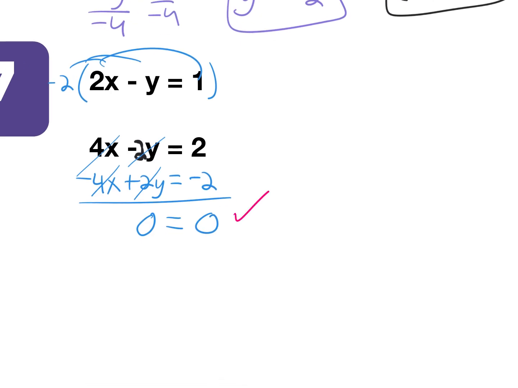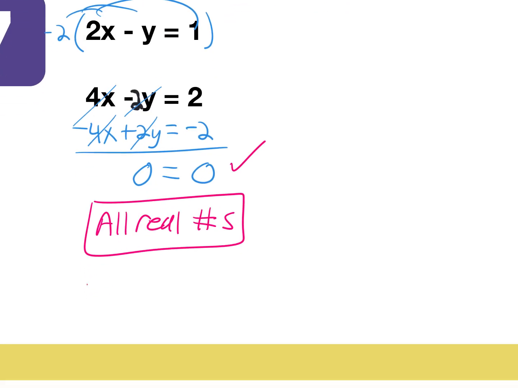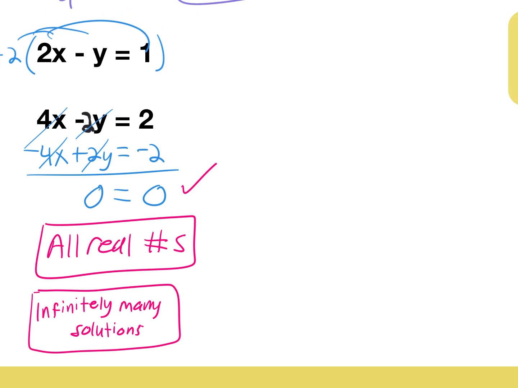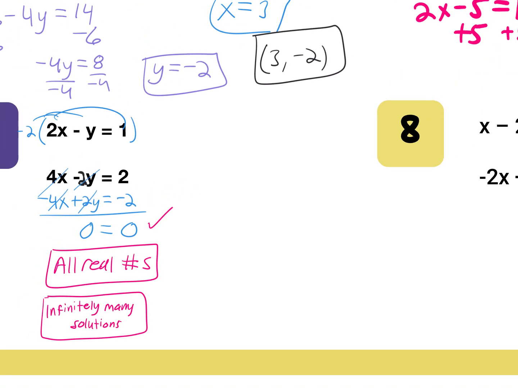This is a true statement, so how would I write my answer? All real numbers. Another equivalent way to say it is infinitely many solutions. If you're taking the SAT, that's how they might word it, as infinitely many solutions. So this is an equivalent way to say that answer. Doesn't matter how you write it, they mean the same thing. All right, so that's one of our special cases. We okay with that one?